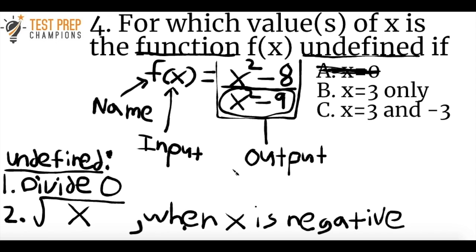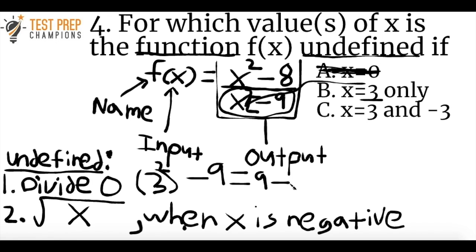So let's do some math here. We're just going to take the denominator, the x squared minus 9. We don't care about the numerator right now. We just care about this down here. So let's take this 3, and we're going to substitute it in here for x. So we've got 3 squared minus 9. Well, what is 3 squared? 3 squared is equal to 3 times 3, which gives us 9. So we would end up with 9 minus 9, which gives us 0 here.